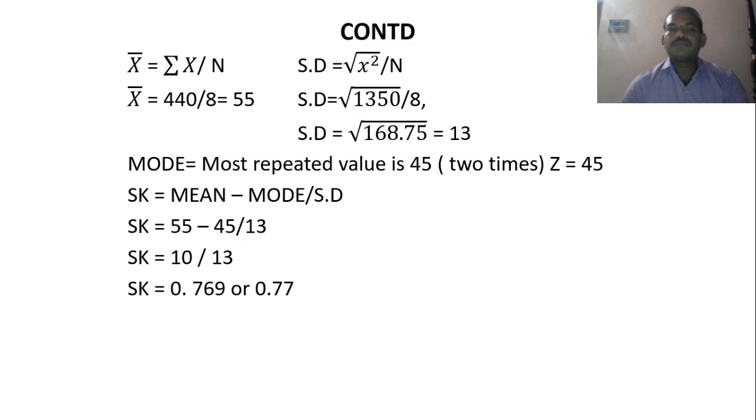Mean is equal to 55, minus mode 45, divided by standard deviation 13. 55 minus 45 is 10, divided by 13. Therefore skewness is equal to 0.769 or 0.77.